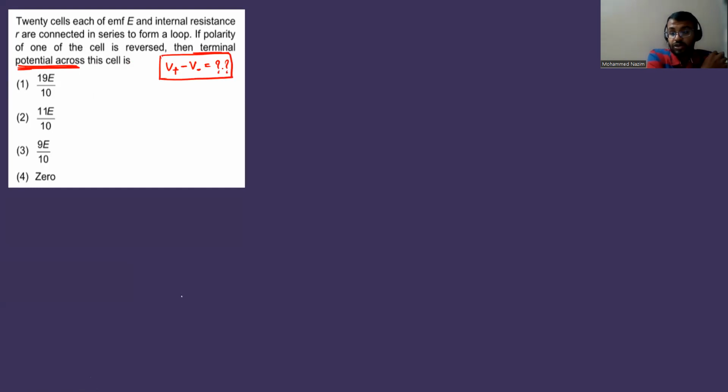And there are two possibilities. Either it can be E plus Ir or E minus Ir, depending upon whether the cell is charging or if it is in discharging mode. Now, before doing this problem, I'll show you one more question. I'll do one more question so that you will get a better clarity of this.